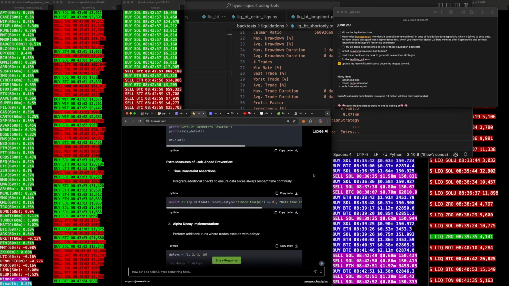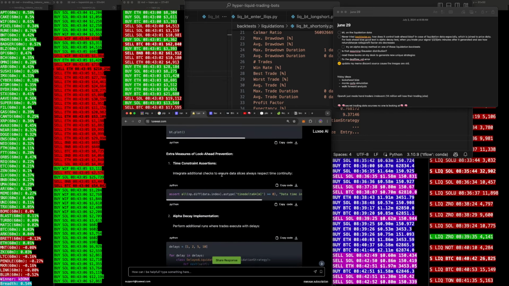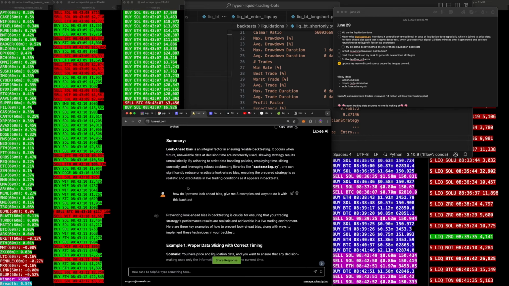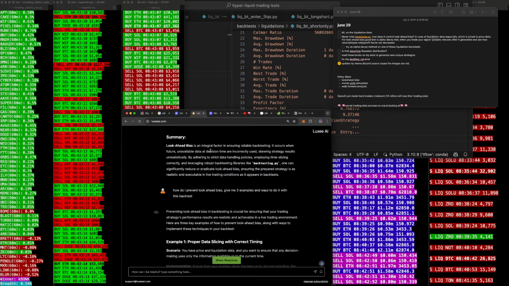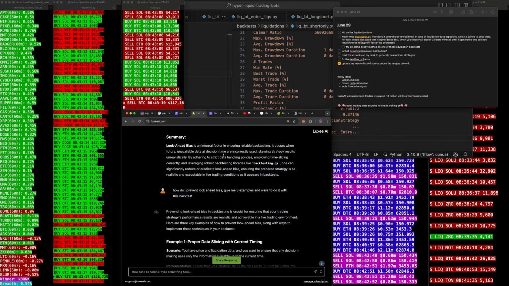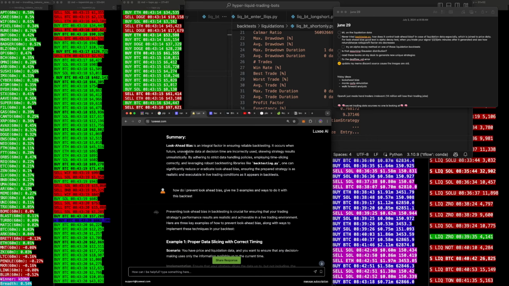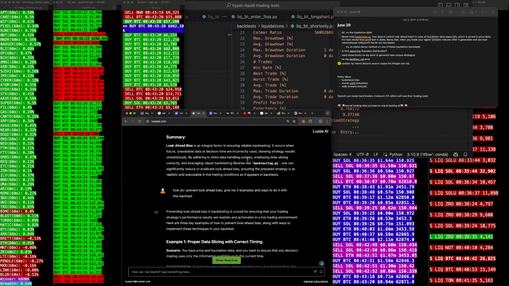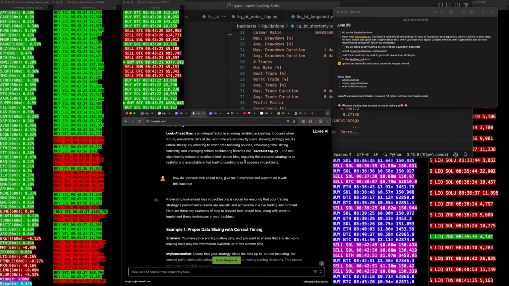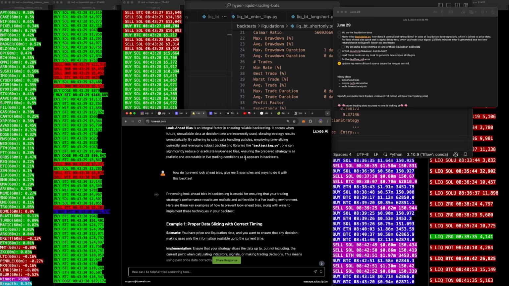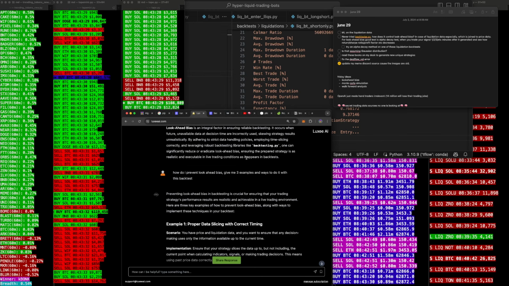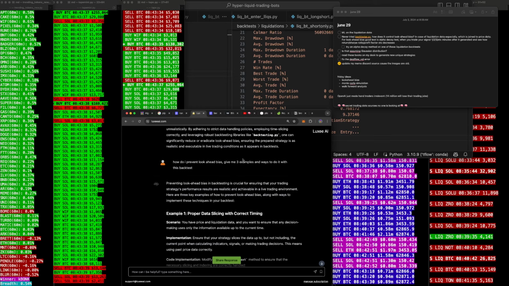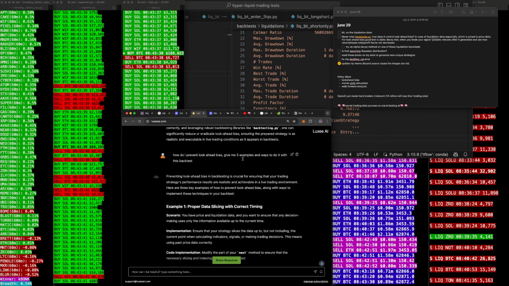Okay, so extra measures of prevention: time constraint assertions, alpha decay implementation. Summary: look-ahead bias. How do I prevent look-ahead bias? Look-ahead bias is an integral factor in ensuring reliable backtesting that occurs when future data, unavailable at decision time, is incorrectly used, skewing strategy results unrealistically. By adhering to strict data handling policies, employing time slicing correctly, and leveraging robust backtesting libraries like backtesting.py, one can significantly reduce or eradicate it.